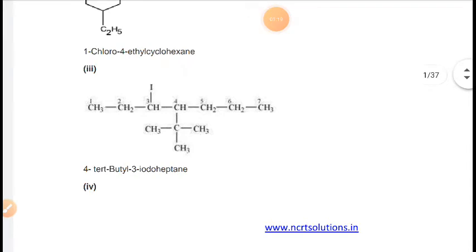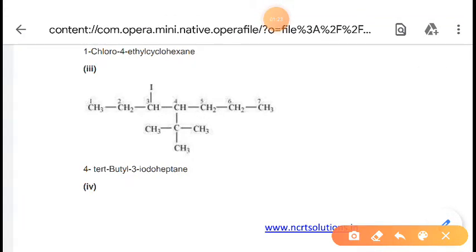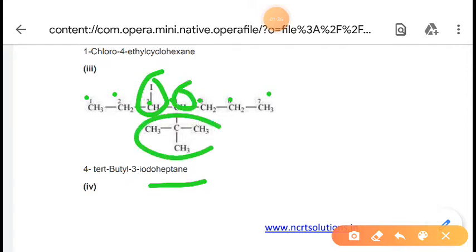Now next is 4-tert-butyl 3-iodoheptane. Tert-butyl, I have told you about this in the lecture. You can see there, heptane is there, 7 carbon, which means 1, 2, 3, 4, 5, 6, 7 carbon. In the third position there is an iodo. In the fourth position you can see tert-butyl. Tert-butyl, why? Tertiary butyl actually it is.